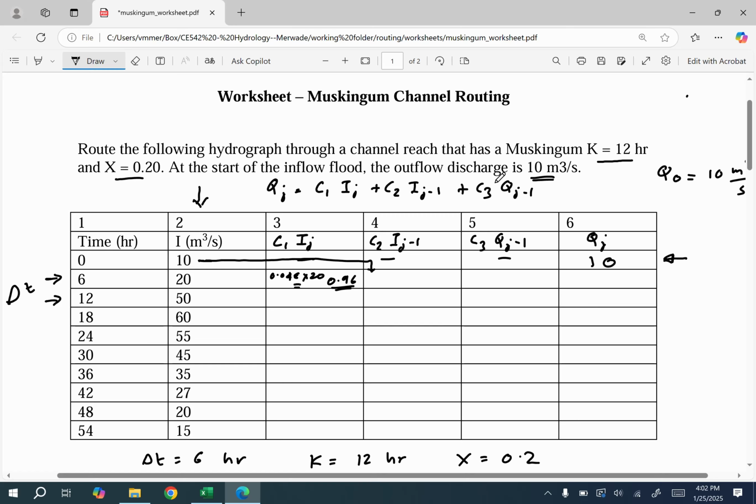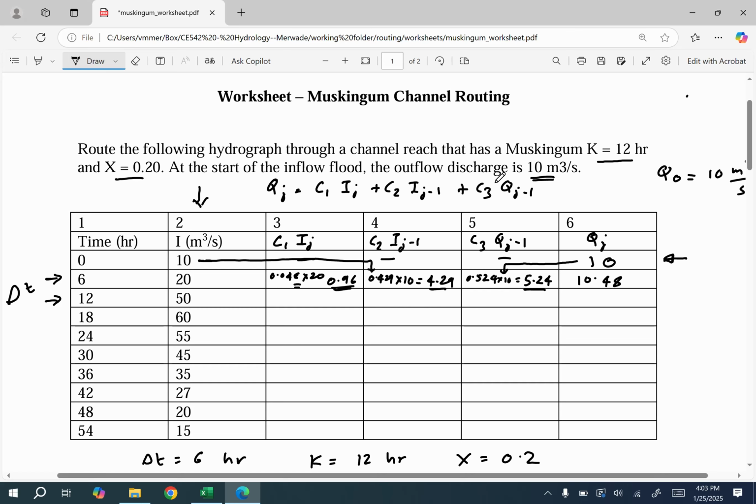So this will be C2, which is 0.429, times 10. So this will be 4.29. Okay, and then our C3 is 0.524, and then Qj will come from the previous row over here, times 10, so that comes to 5.24. And then we add 0.96, 4.29 and 5.24 to get Qj, which is about 10.48.